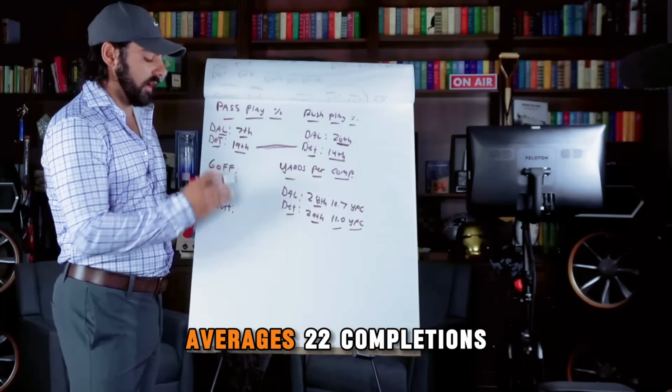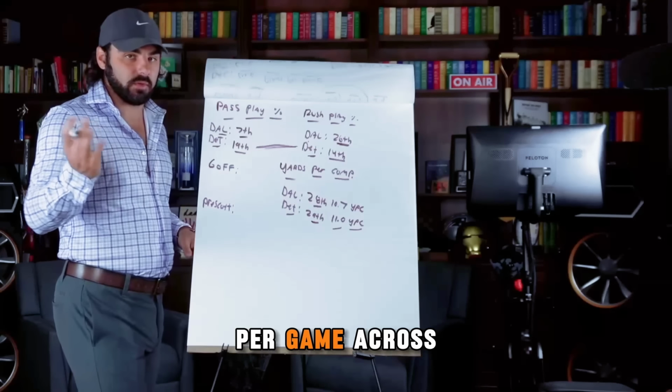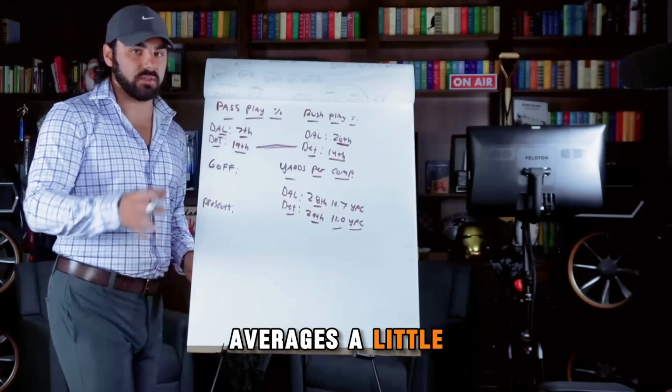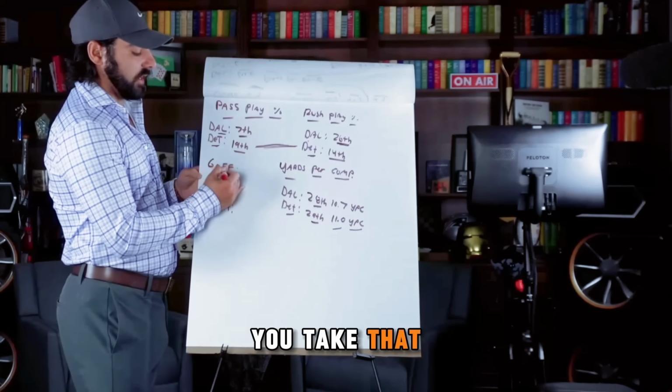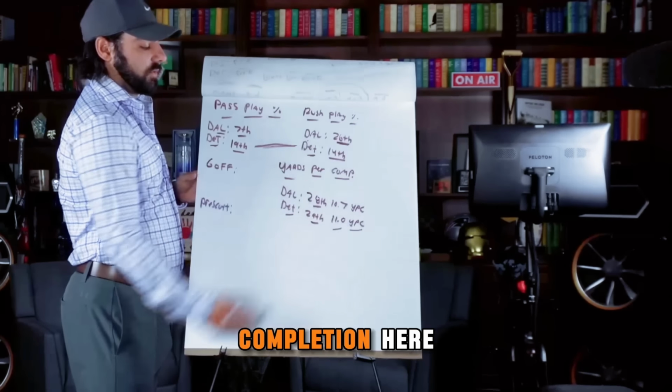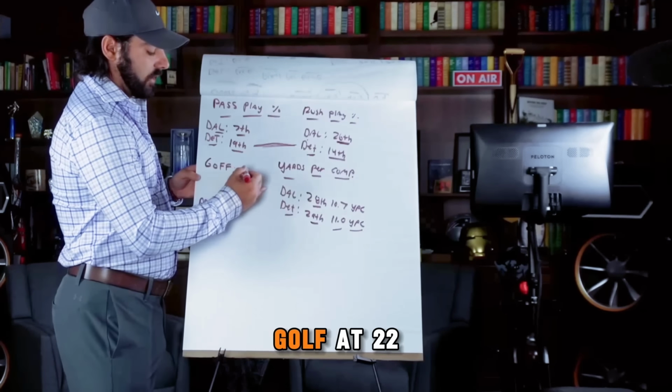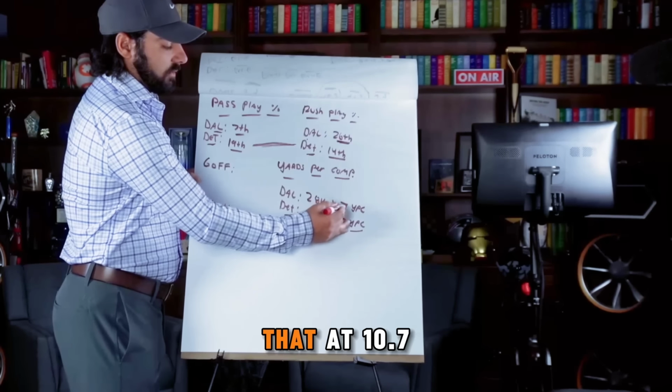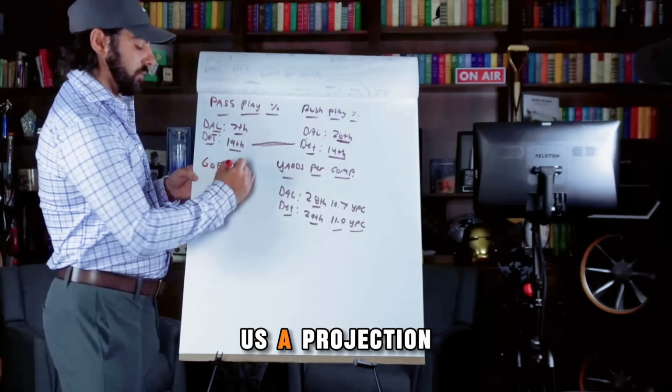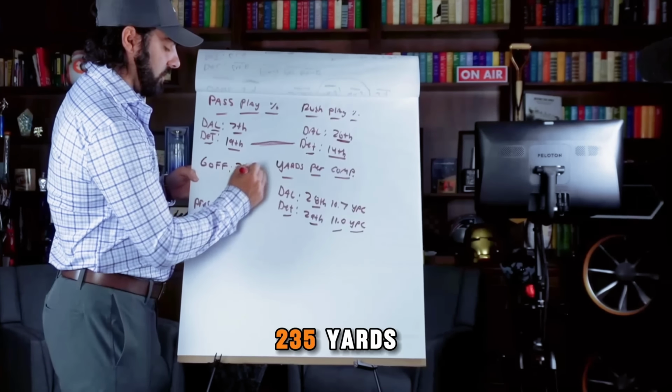So Goff averages 22 completions per game across the season, and Prescott averages a little bit over 25. Now what you do is you take that and multiply it by the defense's yards per completion. So we take Goff at 22 and multiply that by 10.7. That would give us a projection for Goff of 235 yards.